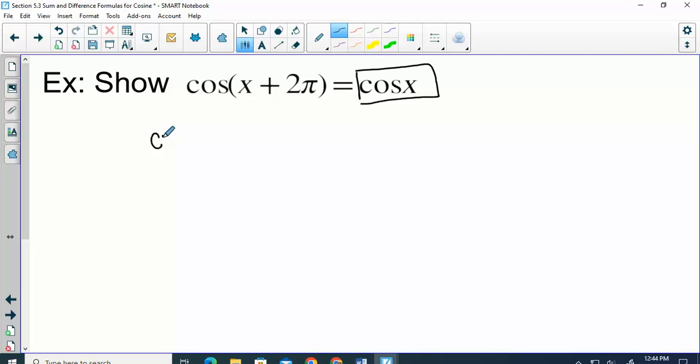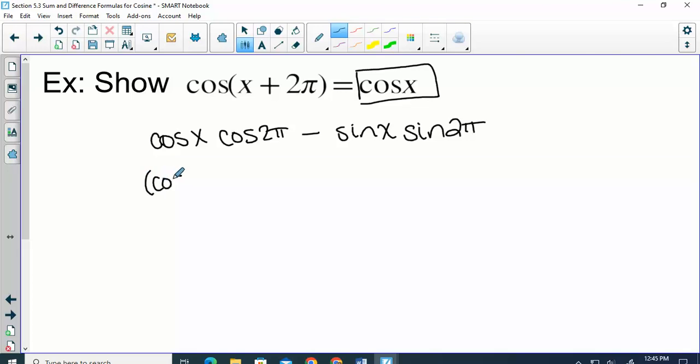We don't necessarily have to do that, because we're just doing the distribution, and we can't distribute cosine. So just turn it into the formula. Identity: cosine of the first, cosine of the second, minus sine of the first, sine of the second.